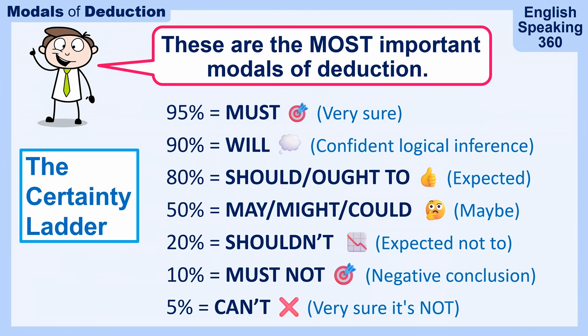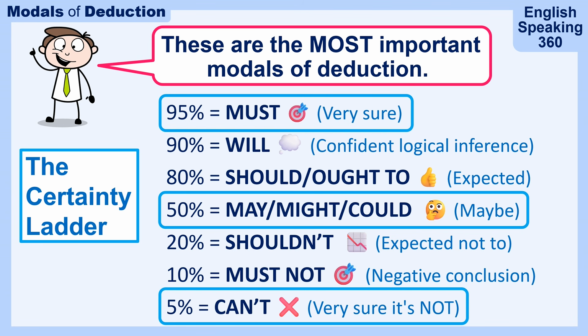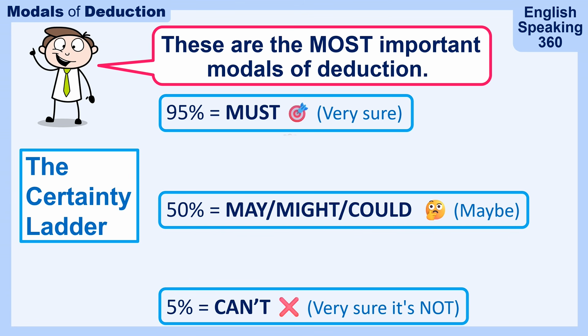These are the most important modals of deduction. You ready? Must, may, might, could, and can't. Now, if you remember only 3 of the steps from the certainty ladder today, remember these 3. They are the most important ones. For 50%, if you're not comfortable with may, might, and could, just remember 1. Maybe just remember could. Must, could, and can't. That's super easy to remember, and that will help you a lot to make basic deductions.